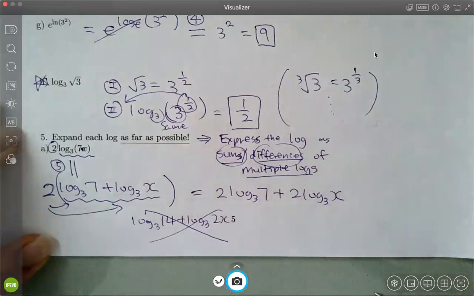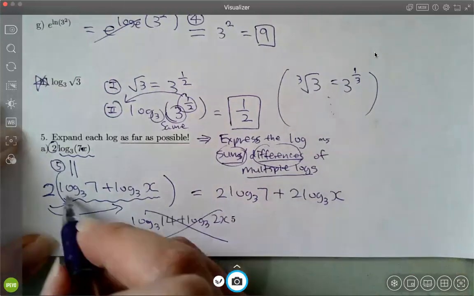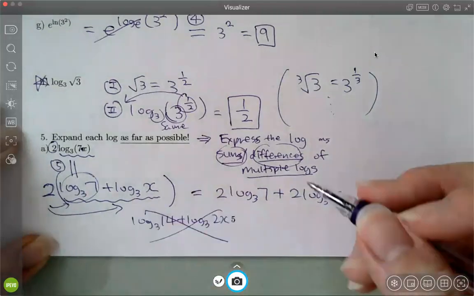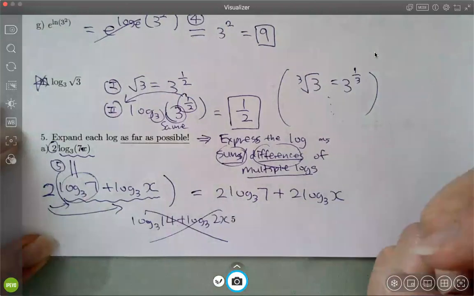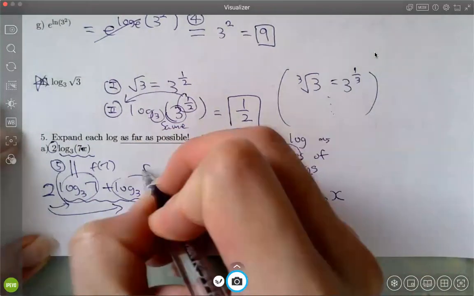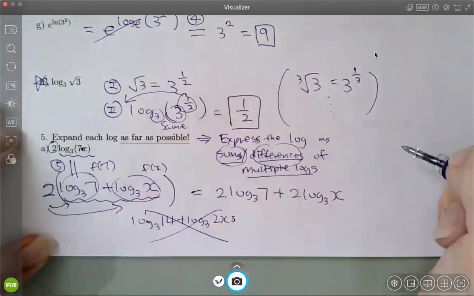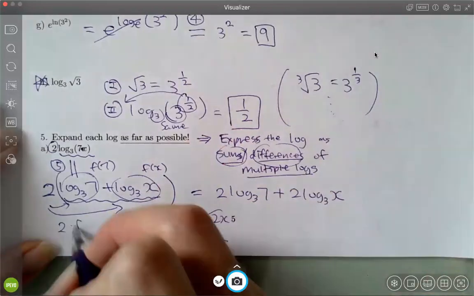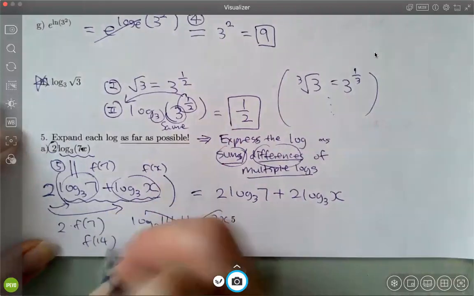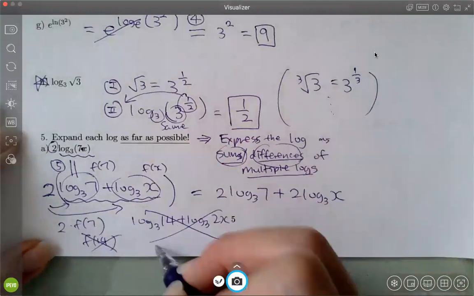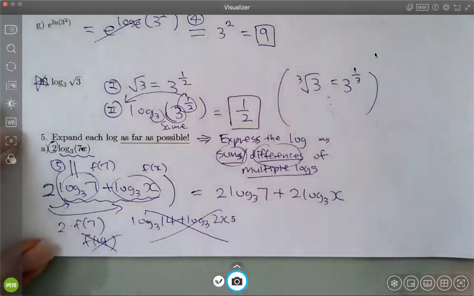So this log 37 is like a number. And remember from yesterday's class, we saw that log can be a function, right? So this is like f of 7, and then this is like f of x. And it's obvious that when you distribute, 2 times f of 7 is not f of 14, right? You don't write like that. It's just 2 times f of 7. And same reason, 2 times f of x is not f of 2x. It's just 2 times f of x. So it's this one.